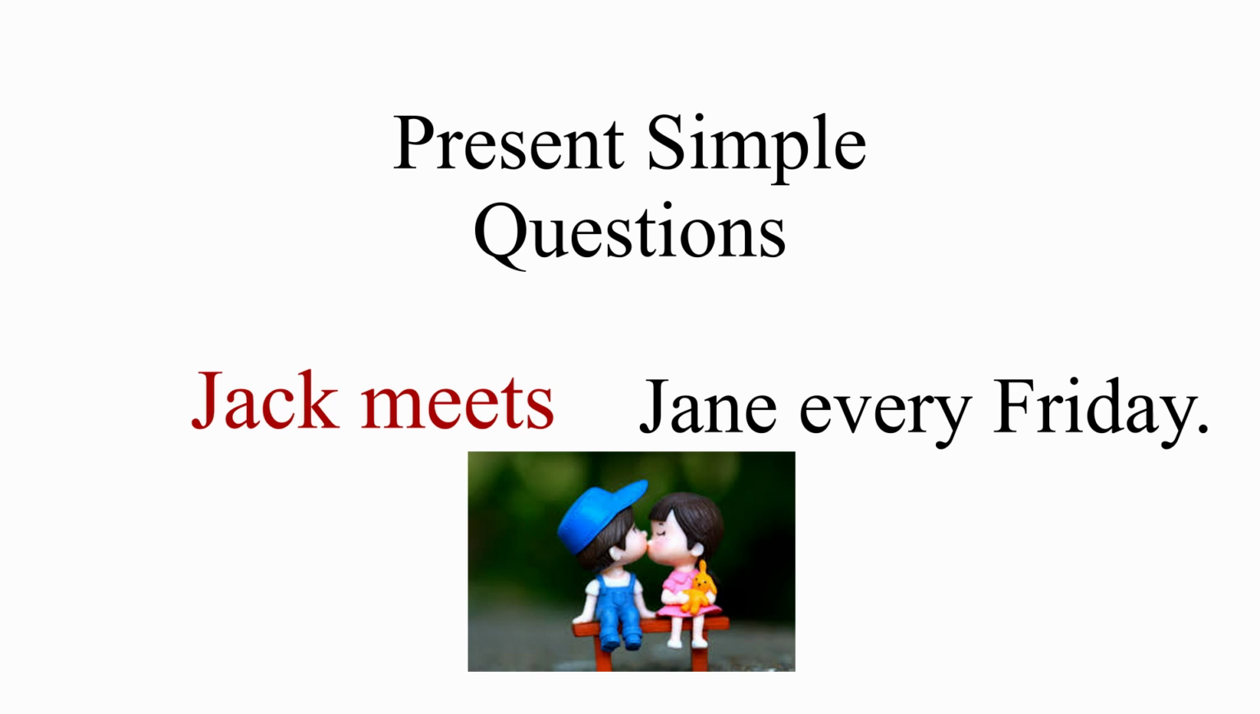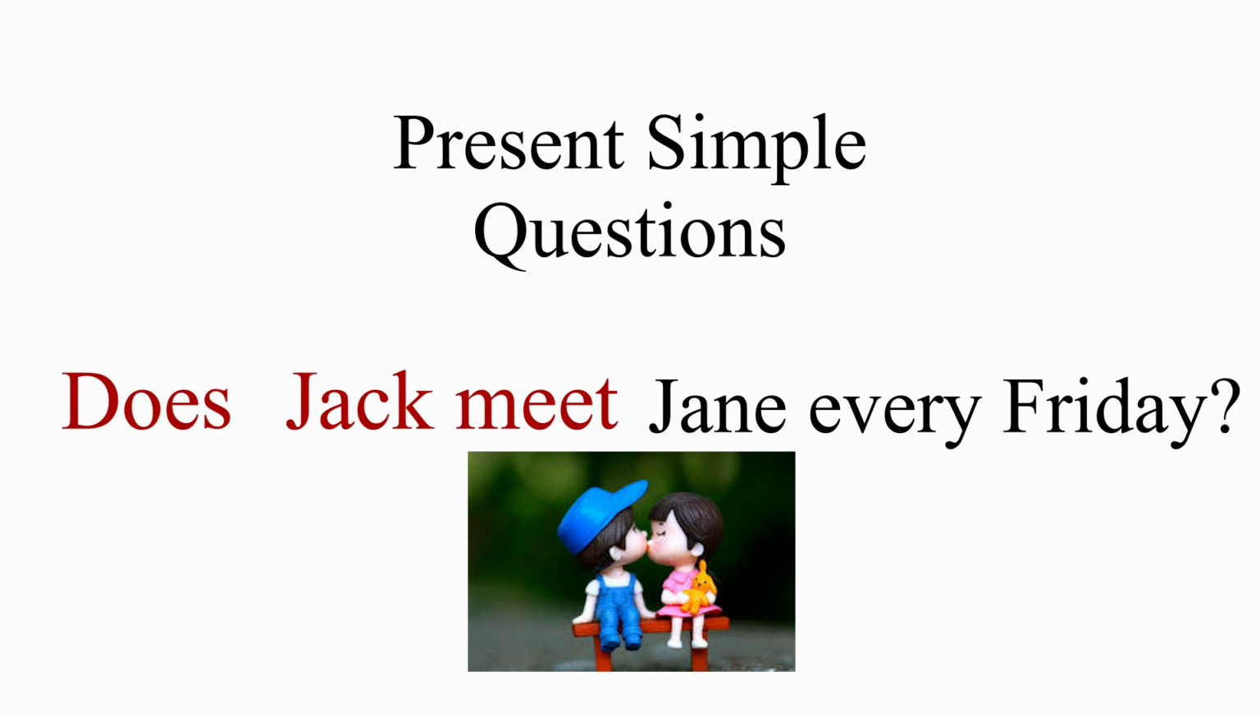Questions are asked with the help of the auxiliary verb do. Auxiliary means that it does not refer to any object or thing. It is used only for grammar purposes. In the third person, he, she, or it, do has the form of does. Does Jack meet Jane every Friday?